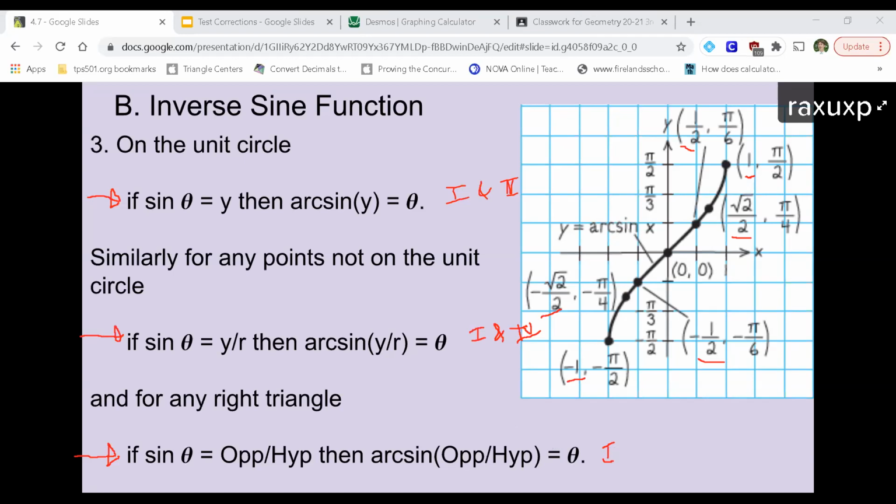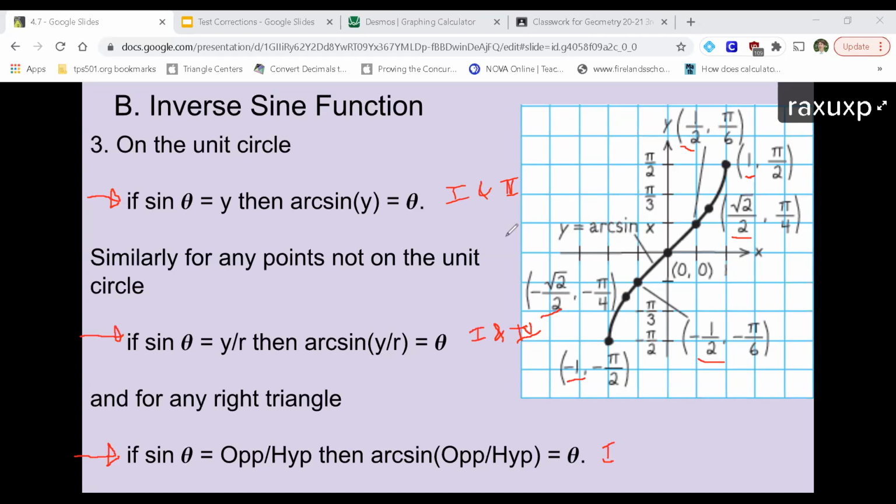So again, what this slide is telling you is the sine of an angle gives you a y value or a ratio. The arcsine does the reverse of that. It takes your y value or your ratio and it tells you what angle produces it. So solving these problems is actually very similar to what we were doing before. We're just going backwards through our steps.